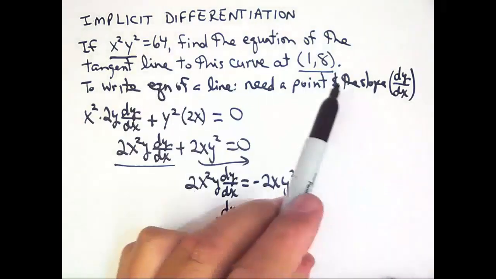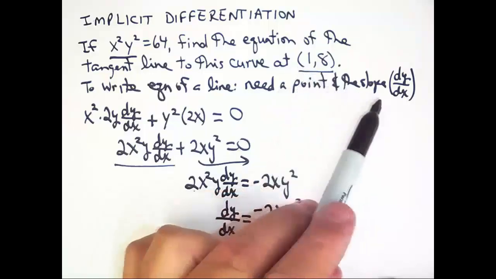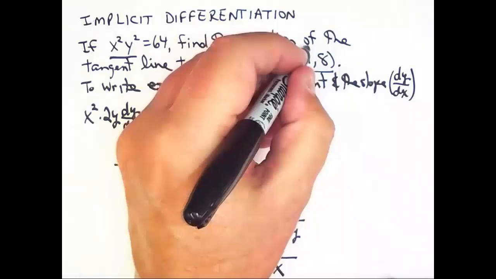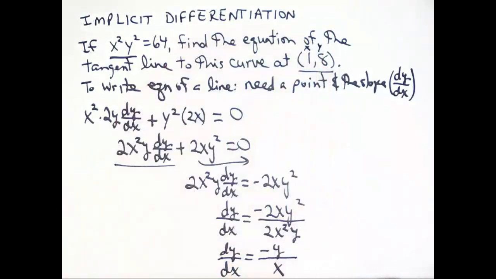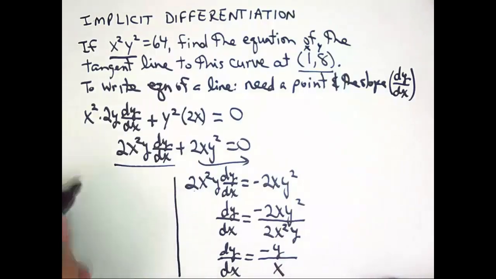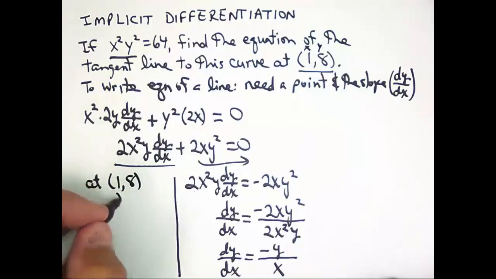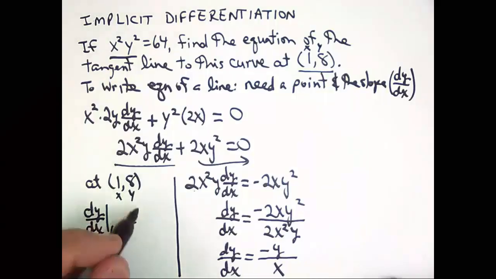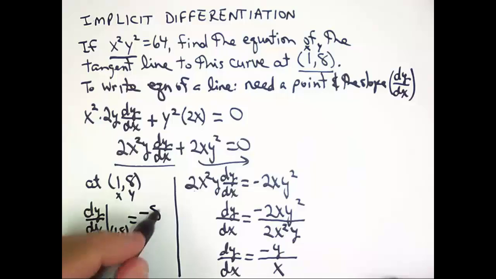Now that's the derivative of y with respect to x, but we want the slope at this point right here. So we have to actually take this value of x, which is 1, and this value of y, which is 8, and plug them in here so we'll be able to solve. So at the point 1 comma 8, where x is 1 and y is 8, dy over dx is going to be negative whatever y is, which would be 8, divided by whatever x is, which is 1. So the slope of the line that we're looking for is just negative 8 over 1, which is negative 8.